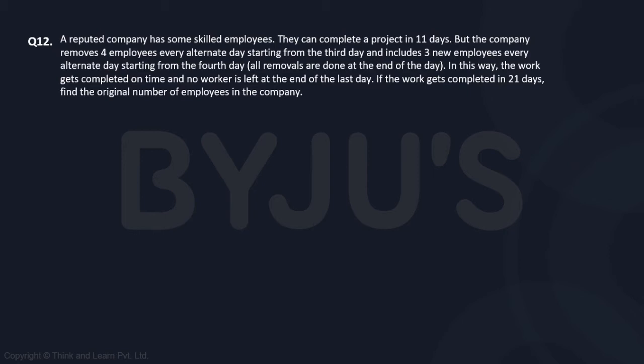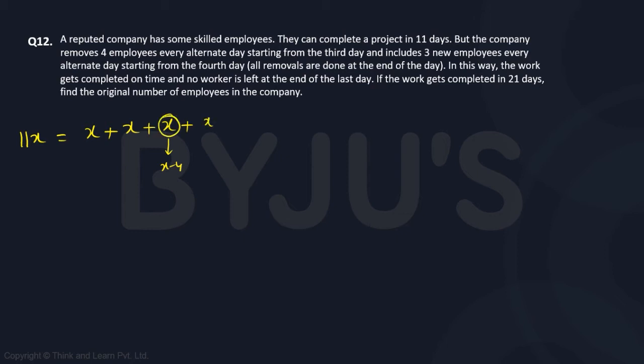Okay, so let's see what happens. Let's say the total number of employees at the beginning is X. So if you take the number of people as X, then the total work is 11 into X when nobody's been removed. This should be equal to the first day, X people working. Second day, X people are working. Third day also X people are working, because the removal on the third day is done at the end of the day. So for the next day, 4 people are removed. So third day end, 4 people are removed, and the third day is worked by X people.